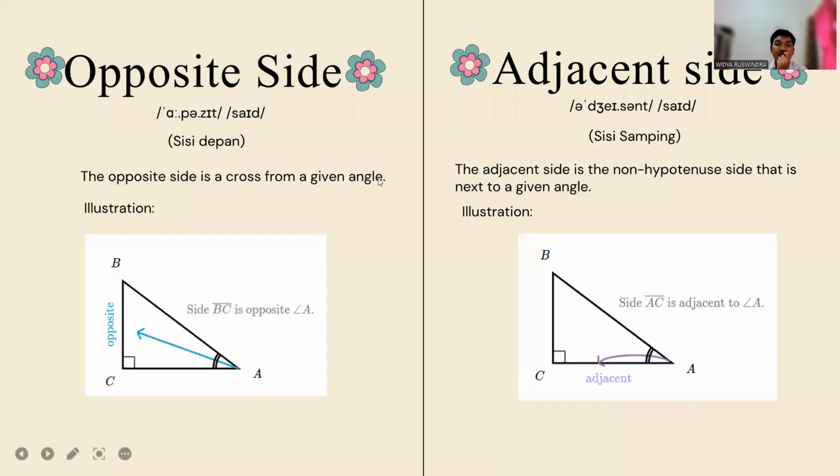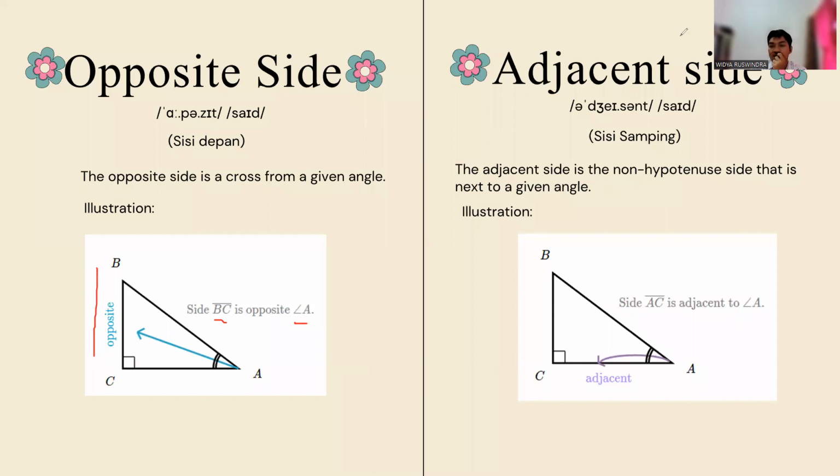Next is opposite side. In Indonesian, we say sisi depan. The opposite side is across from a given angle. This is for illustration. So this is a triangle ABC, and this side BC is the opposite side of the angle.